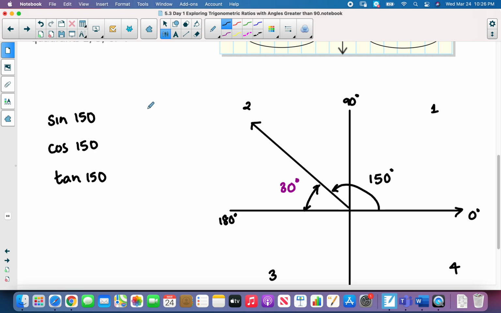What is the sine of 30? And what is the cosine of 30? And what is the tangent of 30?